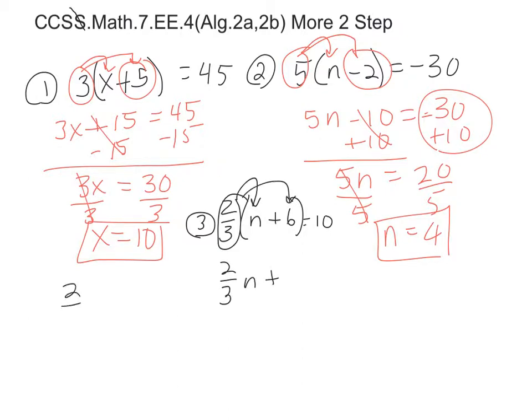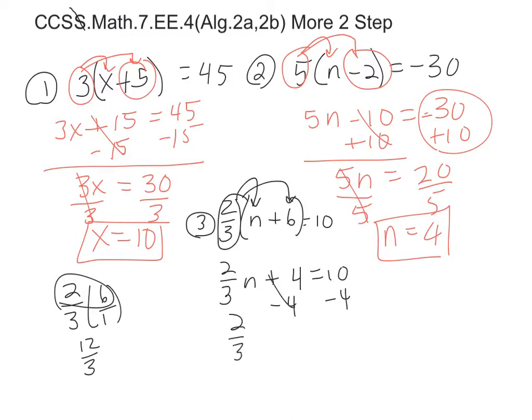So let's come over here. 2/3 times 6, we'll make that 6 over 1. And it's 12 over 3. Stop, drop, divide. It is 4. 2/3 of 6 is 4. And we bring down that. So we multiply the 2/3 to both terms inside. And now we balance. So we're working on the inside. And you take care of the constant. So it is subtract 4 on both sides, and it is 2/3 n equals 6.